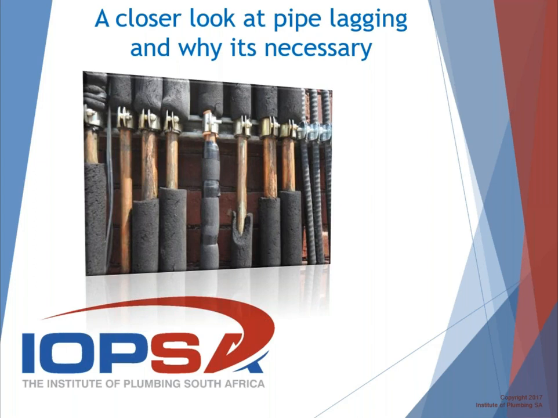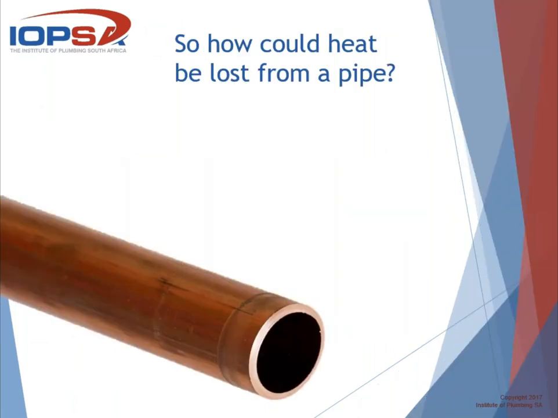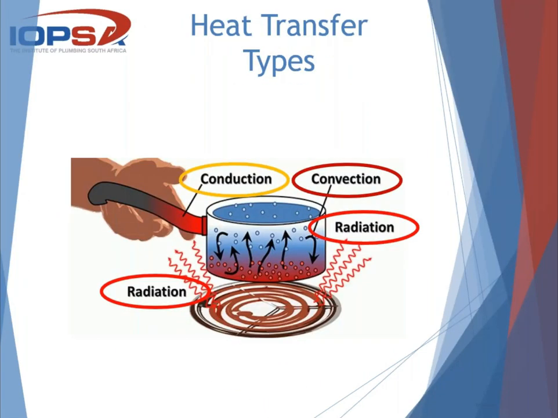For us to understand the need for lagging, I think we need to understand a little bit about heat and heat loss, and how heat moves and transfers itself from one place to another. Now, there's three main types of heat transfer, ways in which heat moves. That is conduction.